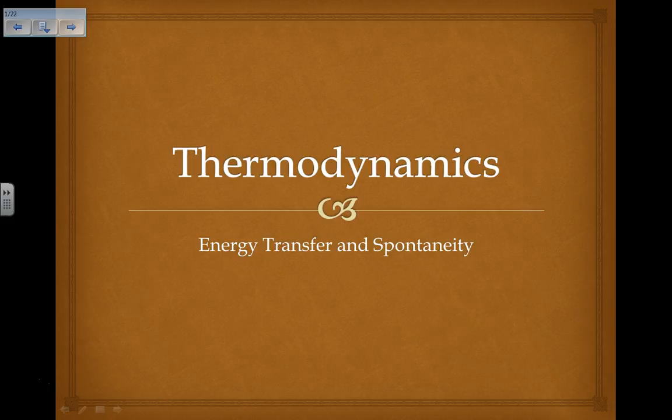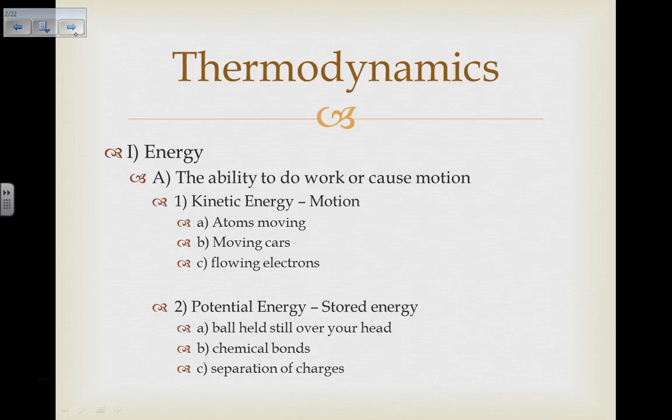So what is thermodynamics? Thermodynamics really is the study of how energy is transferred in a chemical system. There's a lot that could be covered, but typically we're talking about heat energy. And energy is the ability to do work. That's the physics definition of what energy is. And in order to do work, things have to move.